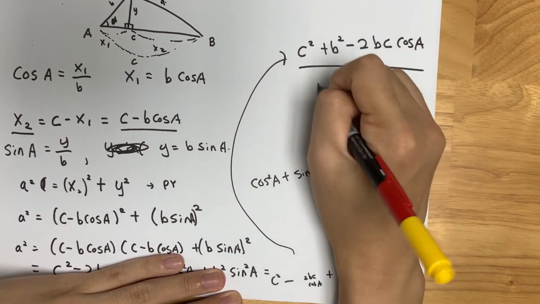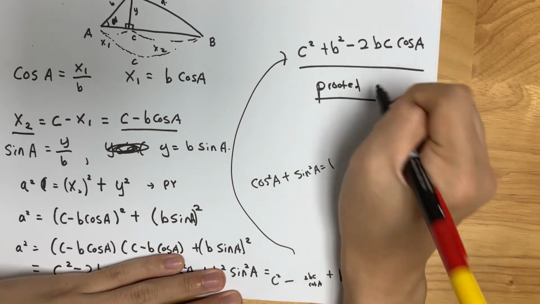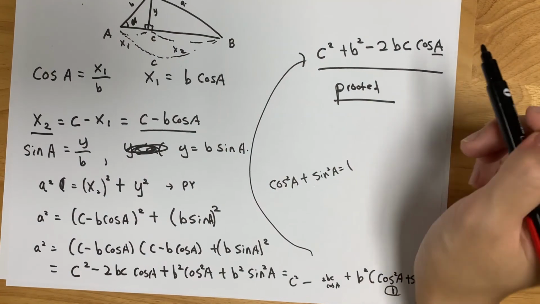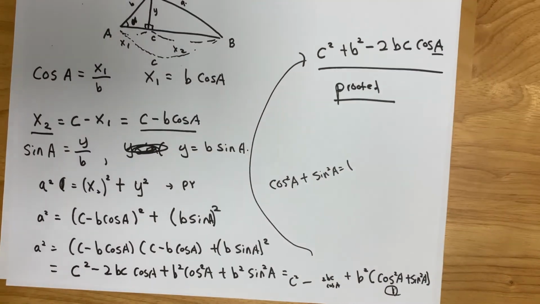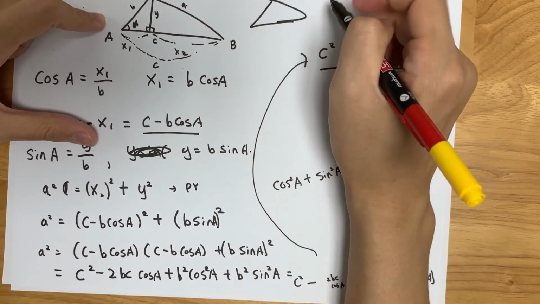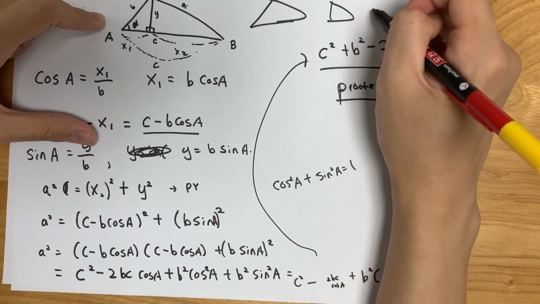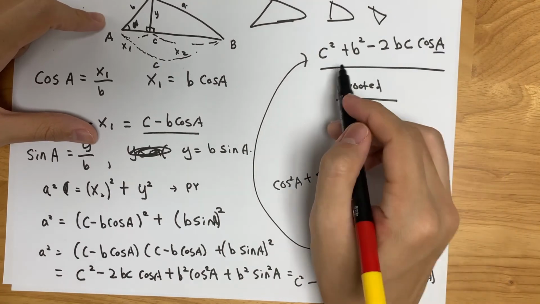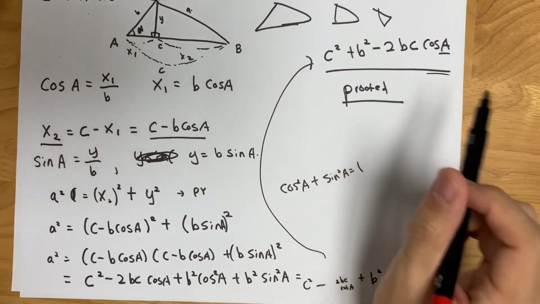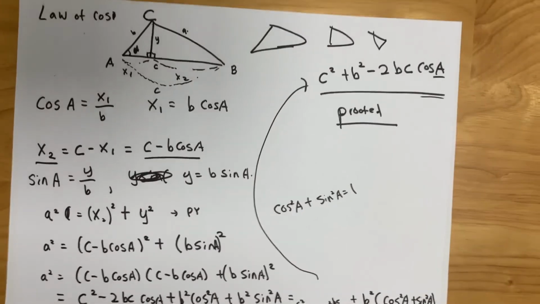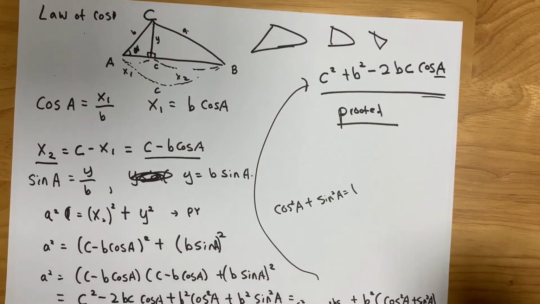Proved. So this works according to this A. Using the Pythagorean theorem, it's not only for right angle triangles. If you have triangles like this, it works with any type of triangle, and you can just use this formula to find it out, because not many triangles will be right angled.